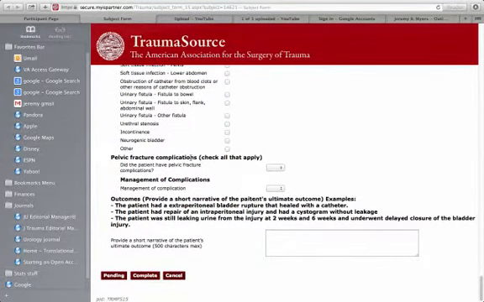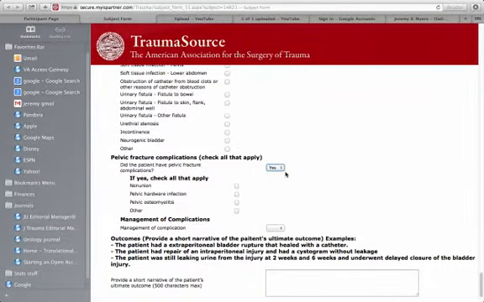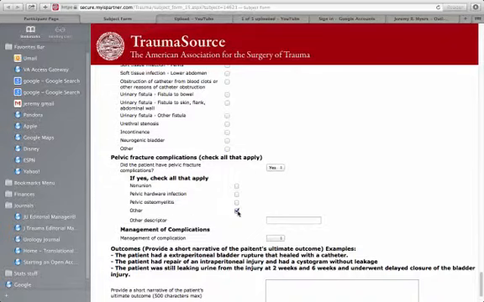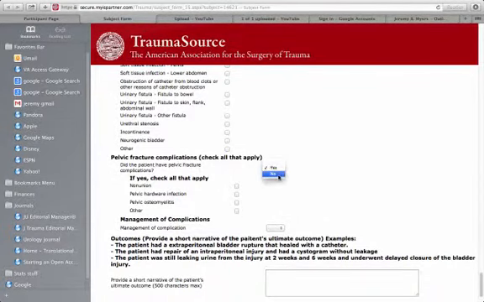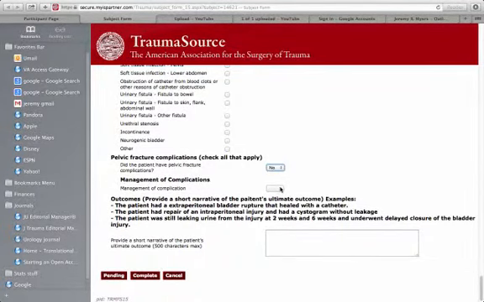Did the patient have any pelvic fracture complications? In this case, we'll say no. If we did answer yes, then we could check some potential categories of complications that might occur, and we can always put in other. In this case, he did not have any pelvic fracture complications.